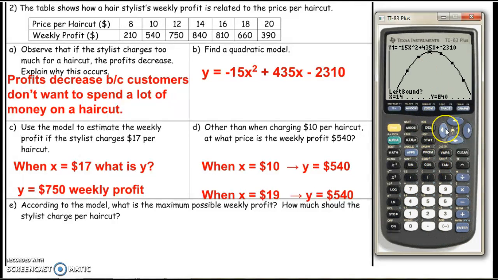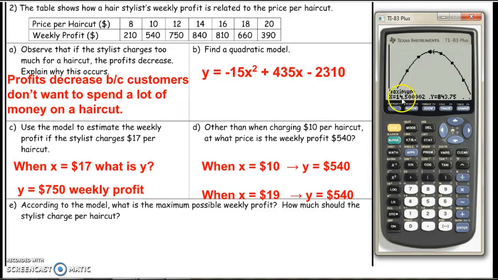We want to be to the left of the vertex. I'm going to hit yes. To the right of the vertex, and I'm going to hit yes. And let's do that again because we want the maximum. So left bound to my vertex is over here, enter. Right of my vertex is over here, enter. And we're asking the calculator to take a guess.